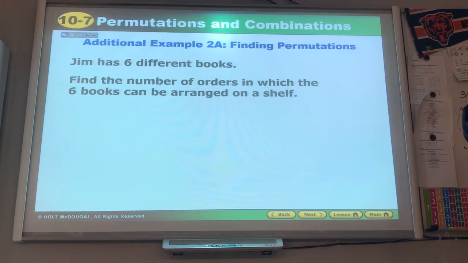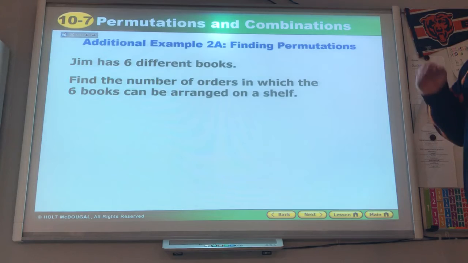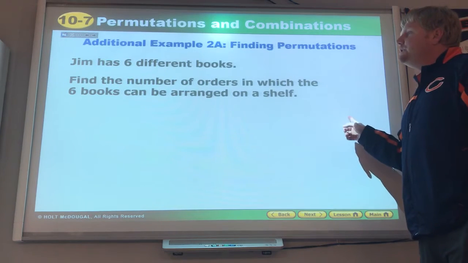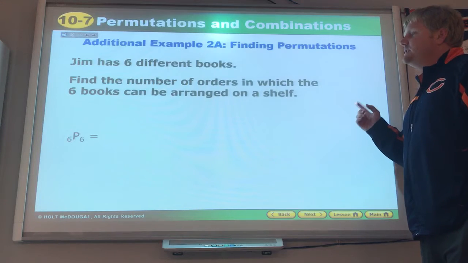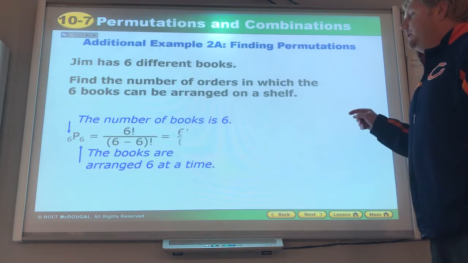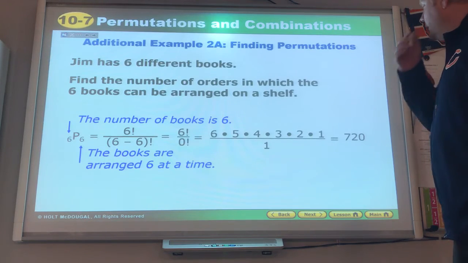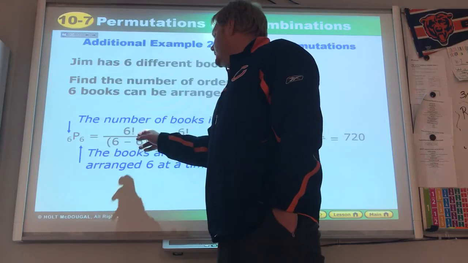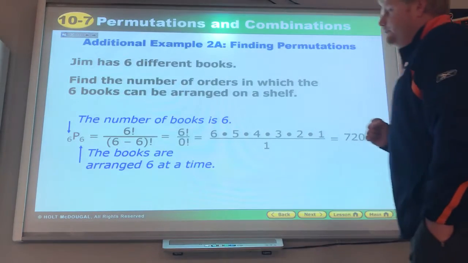Jim has 6 different books. Find the number of orders in which the 6 books can be arranged on a shelf. There's 6 books. We want to arrange them in a different order. So this would be a prime example of 6 factorial. Because there's 6 and there's 6 spots.